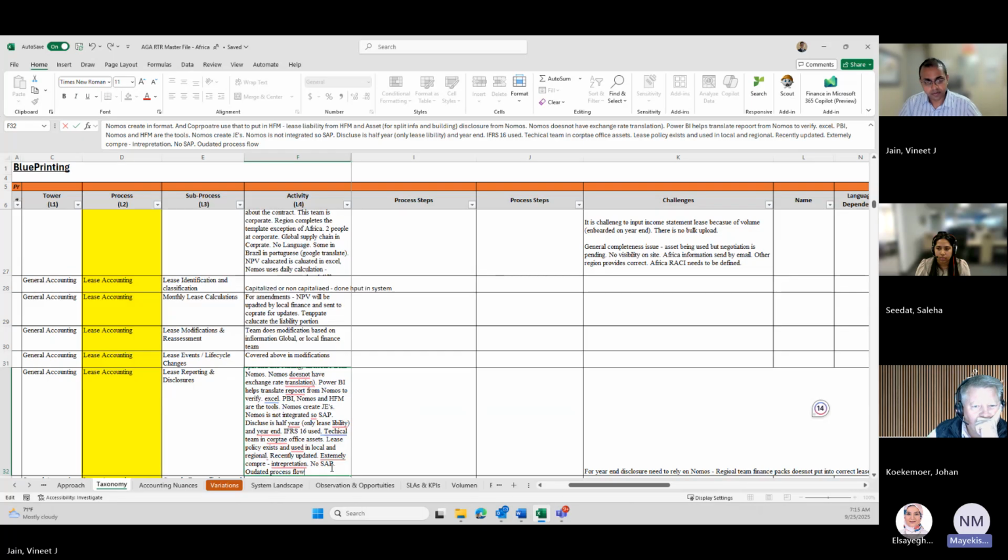Our process flow is outdated. It still refers to our previous system, which was TM1. The Cognos. TM1 is an IBM software, right? Correct. We used to use TM1 before we started using Nomos. I see. Okay, very good.